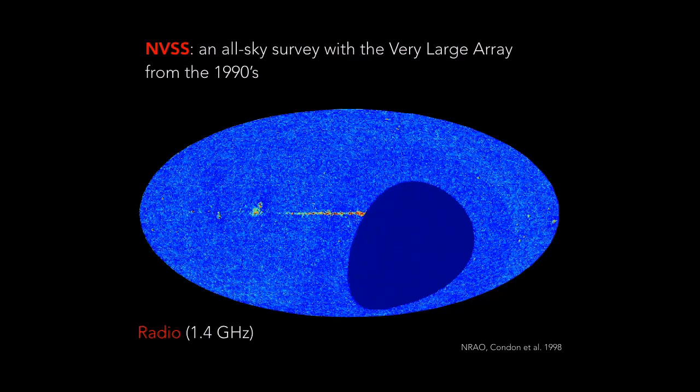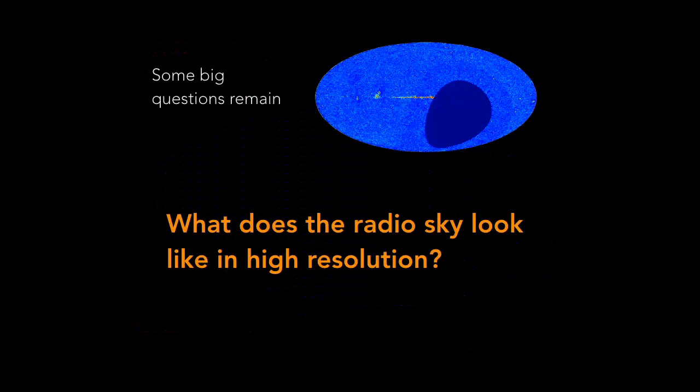But this led to basically, if you're interested in any particular part of the sky, you can just go look at NVSS and see what it looks like in radio waves. What's out there? However, this is from the 90s. Some big questions still remain. NVSS was not very high resolution. What does the radio sky look like in high resolution?